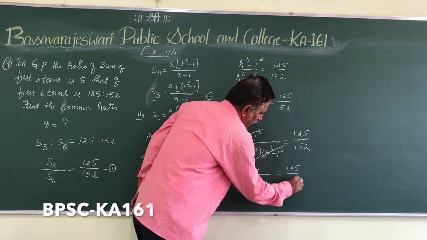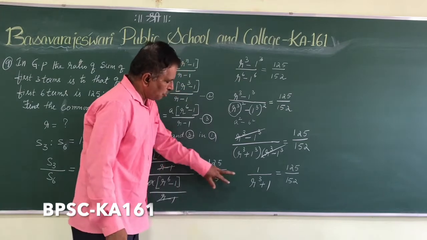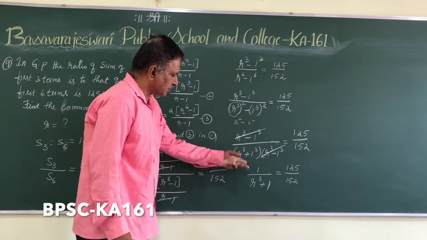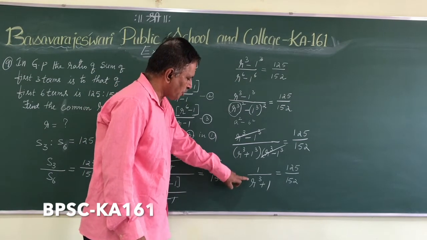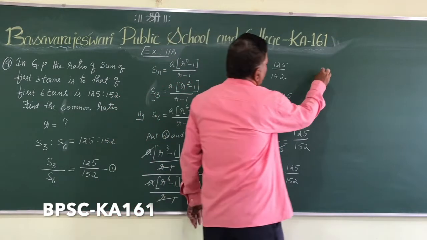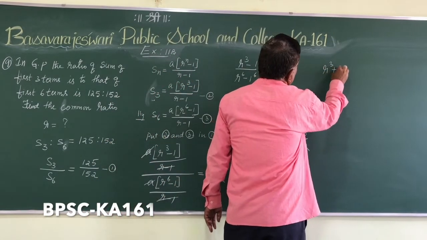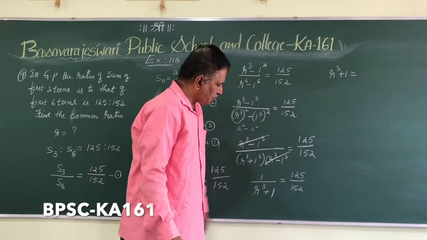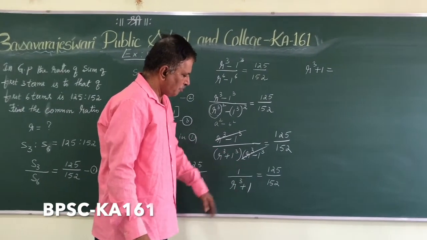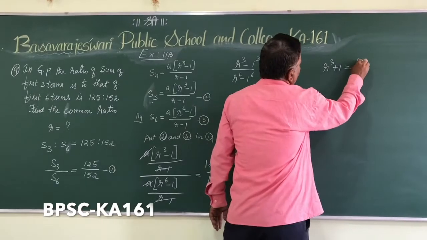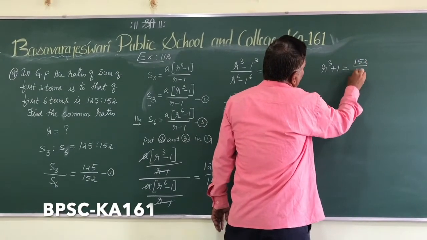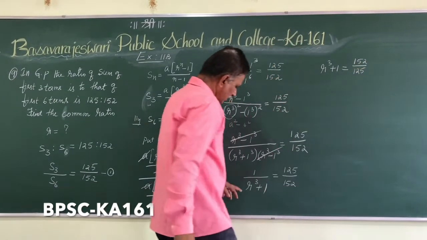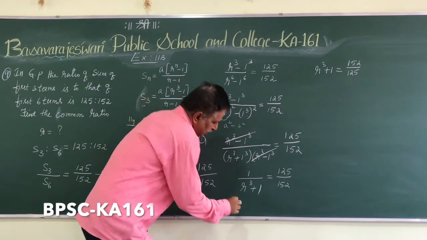So I want the R value, so I will take the reciprocal of this. When I take the reciprocal of 1 divided by R cube plus 1, it will become R cube plus 1, which is equal to, taking the reciprocal of the right-hand fraction as well, 125 divided by 152 will become 152 divided by 125. So this is done by taking the reciprocal.